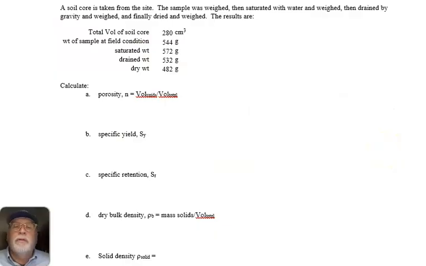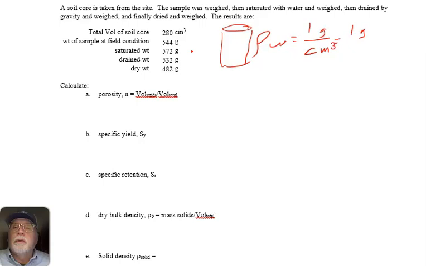Let's go through an example here. I take a soil core, and I'll say its total volume is 280 cubic centimeters. Now we're going to use a real convenient conversion here. The density of water is right about 1 gram per cubic centimeter, which is the same as 1 gram per milliliter, or 1 kilogram per liter if you multiply the top and bottom by 1,000. That's going to be a real convenient way to go back and forth between volume and weight or mass.